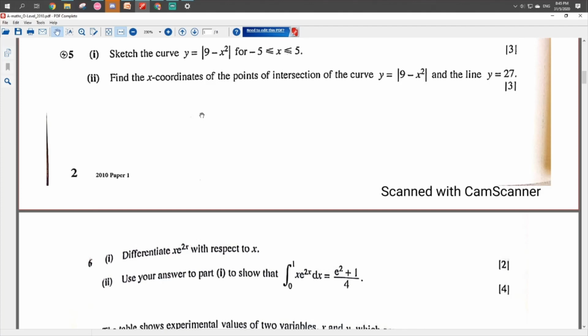Question 5, that little symbol on the left side tells you that if you're watching this video after 2020, if you're taking AMATs in 2021 and onwards, question 5 is not applicable to you. So part 1, sketch the curve of y equals to the modulus of 9 minus x squared for negative 5 is less than or equal to x is less than or equal to positive 5.